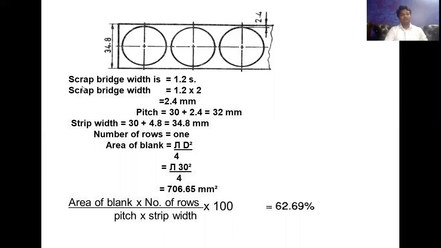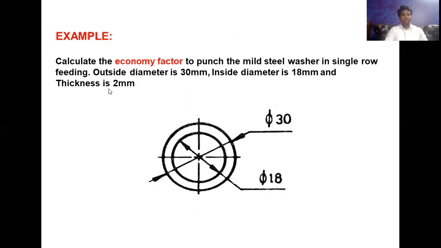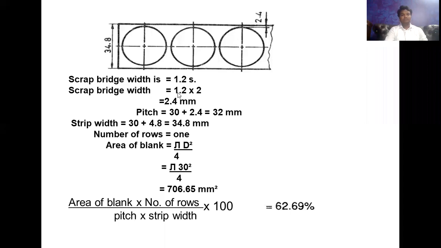First we look at how the scrap bridge width is calculated. The scrap bridge width is calculated with the formula 1.2 into S, where 1.2 is the factor and S is the thickness of the sheet. In the question, the thickness of the sheet is given as 2 mm. So we calculate 1.2 into 2, which gives us 2.4 mm.